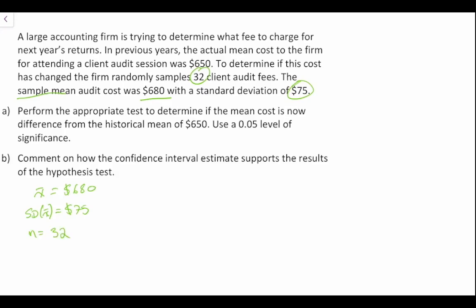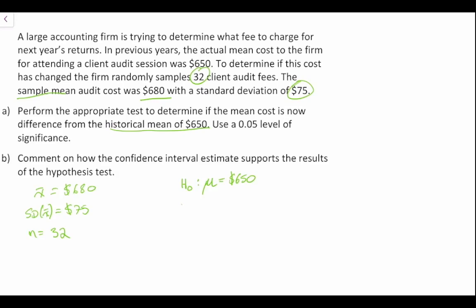We're then asked to perform an appropriate test. So we'll just do a hypothesis test here. We'll create our hypotheses and then we'll do a t-test. First, let's start with our null hypothesis. In our H naught hypothesis, all we're going to say is that mu, or the mean of our population, is equal to $650, right? From the historical mean of $650. So our null hypothesis is that the mean is equal to the historical mean.